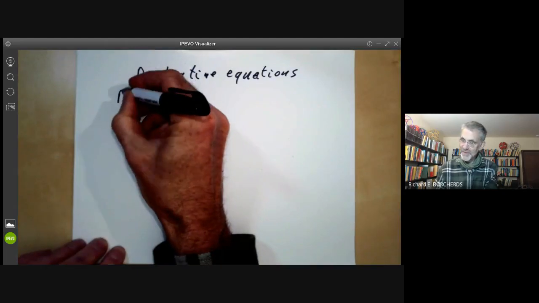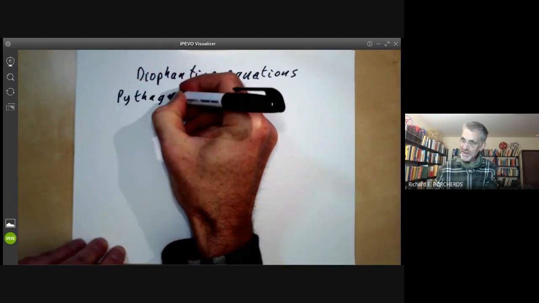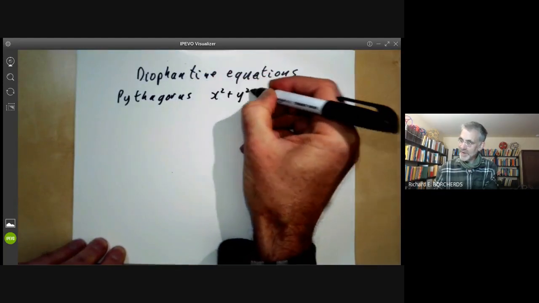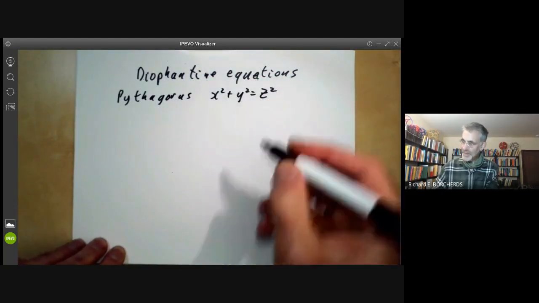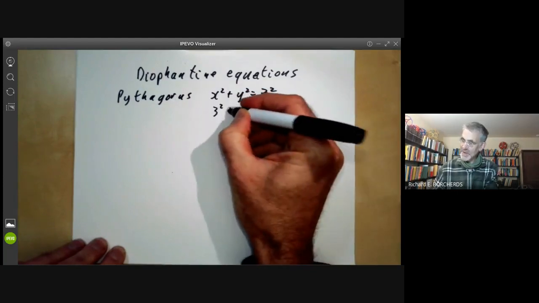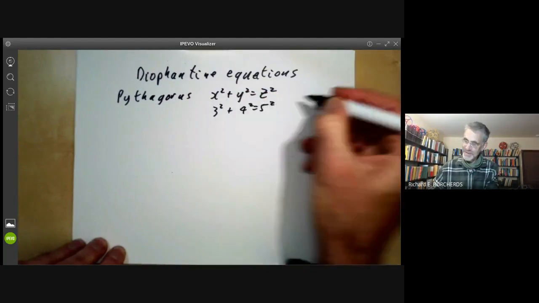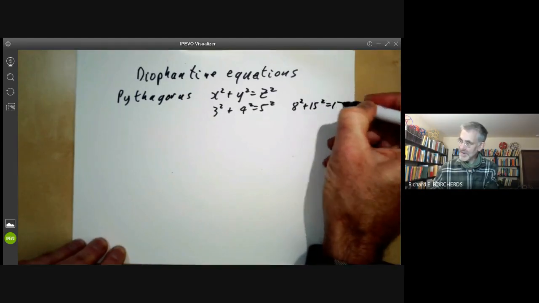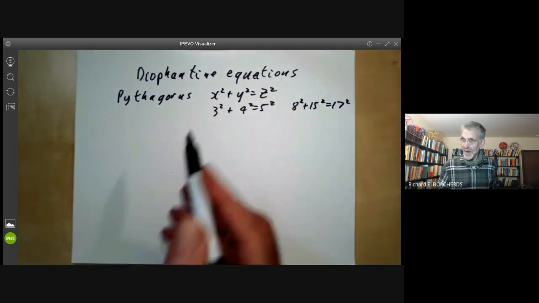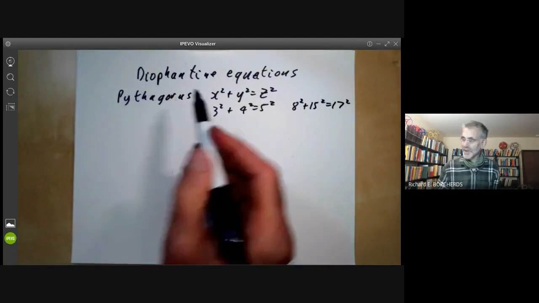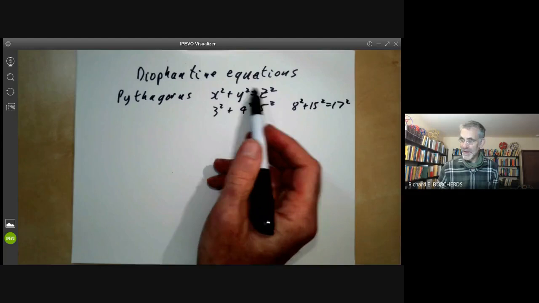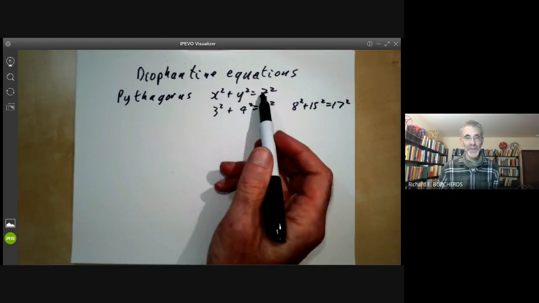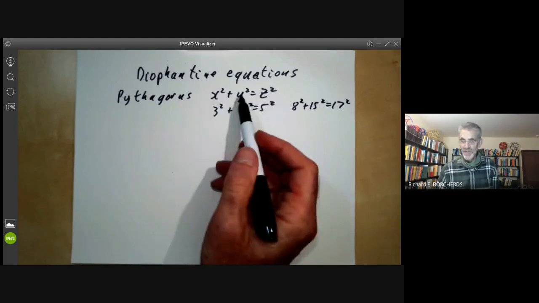So the first one that everyone has come across is Pythagoras's equation, x squared plus y squared equals z squared. And you all know the solutions, 3 squared plus 4 squared equals 5 squared, and there's 8 squared plus 15 squared equals 17 squared, and so on. And the point of Diophantine equations is you're given an equation and have to solve it in integers. If we're trying to solve this in real numbers, it wouldn't be terribly interesting. We just take z to be the square root of x squared plus y squared.